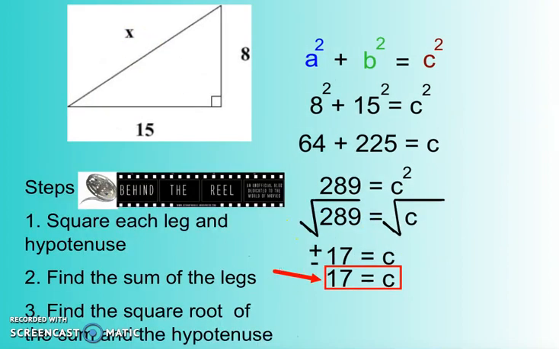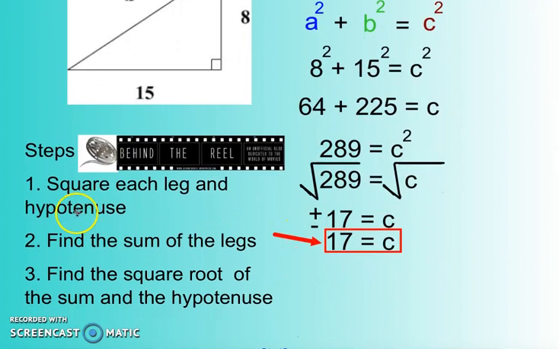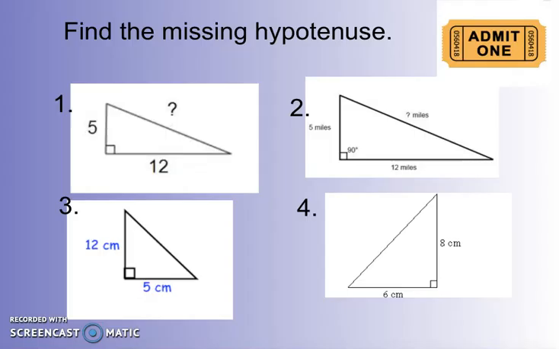Okay, so here's what we did. We basically squared each leg, and then we found the sum of the squares. We added them together and then took the square root to find the hypotenuse. Okay? So I would like you to try these 4 problems. Please make sure that you're showing your work steps.